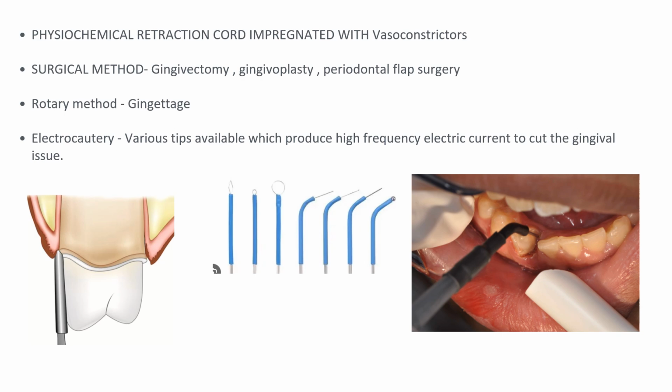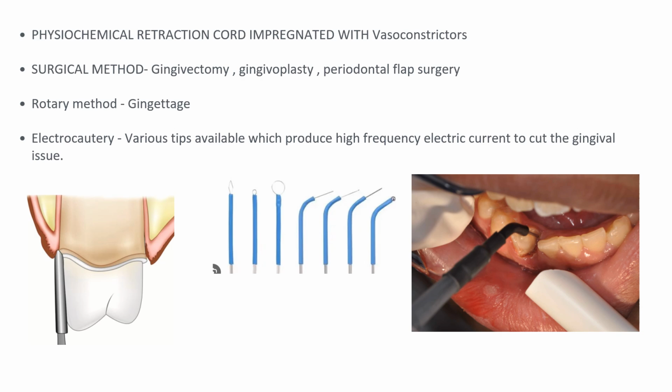By doing so, we get a numbness effect on the soft tissue. At the same time, it causes constriction of the blood vessels there, and they arrest the bleeding. Also, you are able to displace the gingiva and record the finish line. So it's the most commonly preferred technique, the physiochemical method. Apart from that, there are some other methods of gingival soft tissue management.